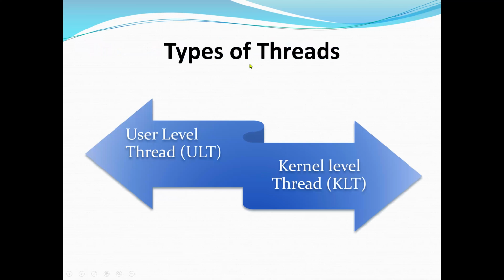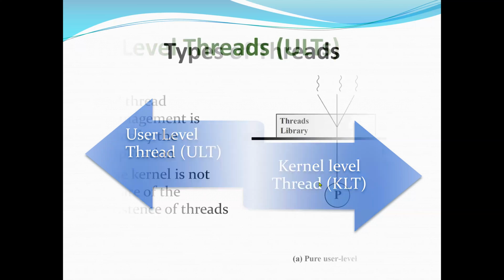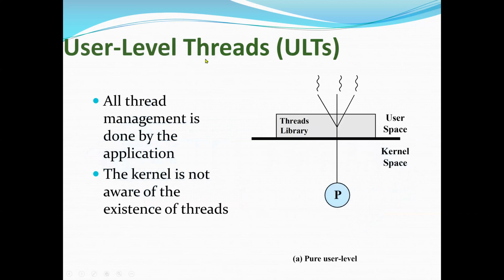So we have two types of threads: the user level thread, and the kernel-level thread. There are two broad categories of thread implementation, either user level or kernel-level thread. The kernel-level threads are also referred to in the literature as kernel supported threads or lightweight processes. We shall go through each one. The first is the user level thread.